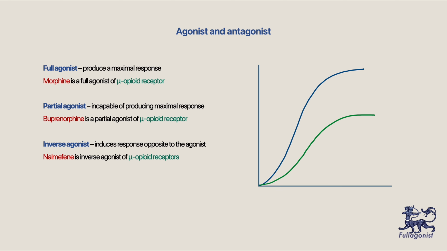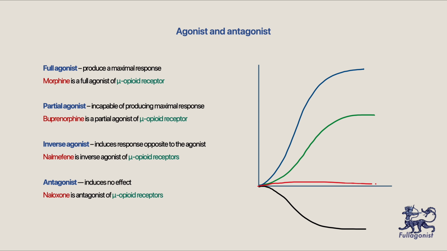Inverse agonist induces a response opposite to the agonist. On the diagram, it will give us the opposite curve as the agonist. And in contrast to that, antagonist is a chemical that binds to the receptor and gives no effect. On the diagram, it will give us no response. For example, naloxone is an antagonist of the mu-opioid receptors.